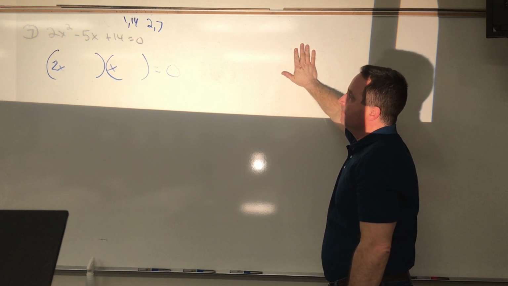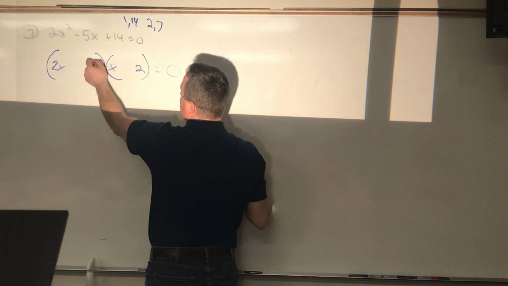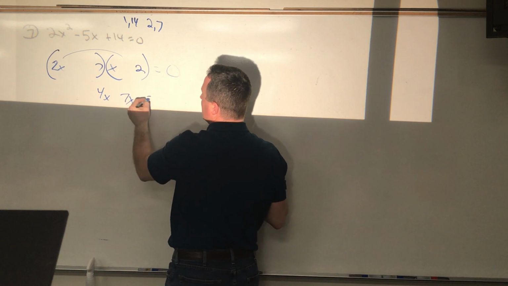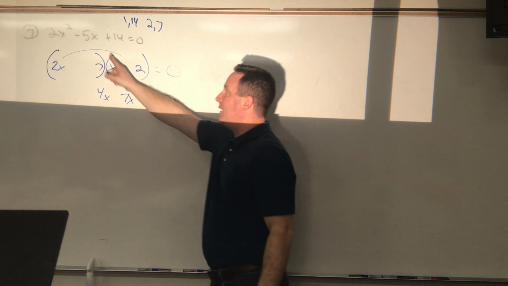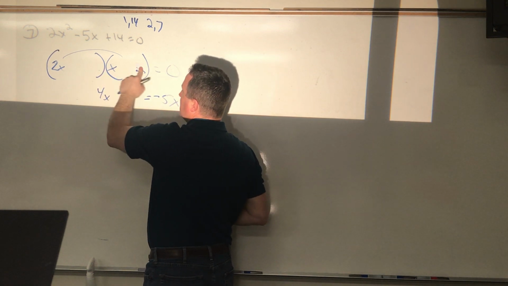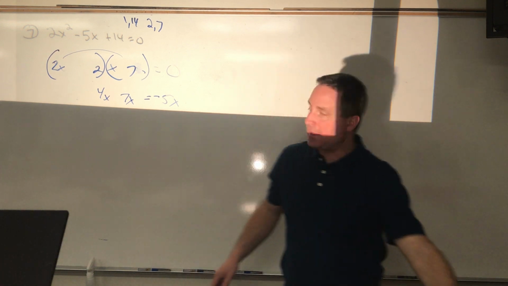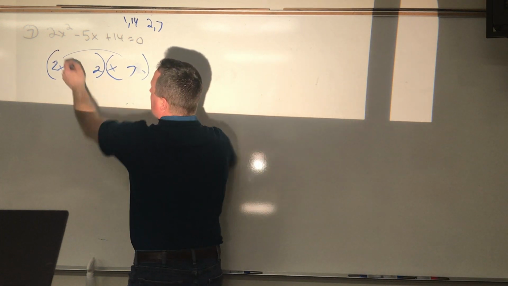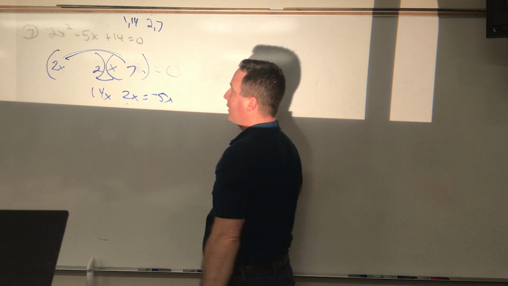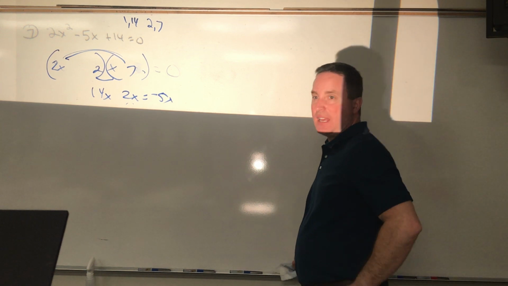Is that going to work for me? 1 and 14 is not going to work. What if I tried 2 and 7? There's 4x and 7x. That doesn't get me negative 5x. Okay? If I flip-flop my 2 and the 7, oops, that gives me 14x and 2x. That doesn't give me negative 5 either. And like I said, the 1 and the 14 aren't going to work, so now what?